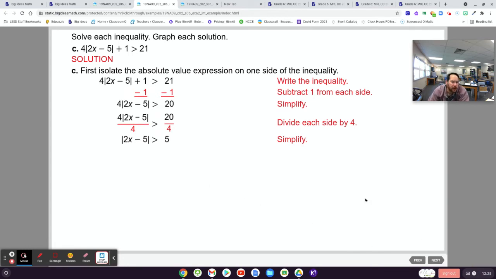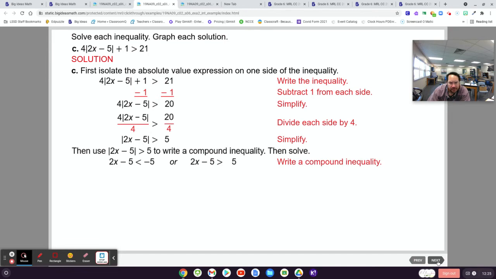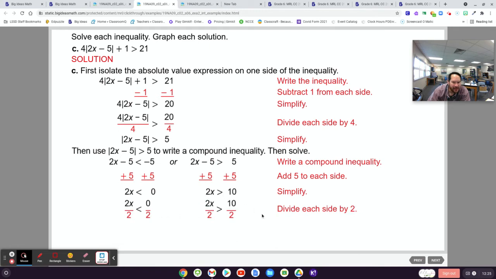So for our 2x minus 5 and negative 5, will we keep the sign greater than or switch it around? Yeah, we switch it around for the negative version. Okay, so don't forget, switch the inequality sign around when you're solving the negative version of the absolute value. And then this one we solve exactly as is. You add 5 to each side to solve each of these. You end up with 2x is less than 0, which means x is less than 0. And here you end up with x is greater than 5.